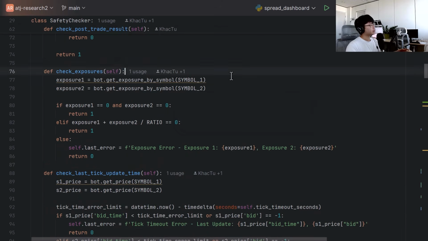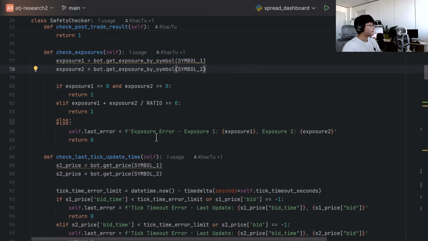Another thing we're checking is the exposure. So here in this case, when we're trading statistical arbitrage, when we go 10 stocks long on Goldman Sachs, we want to make sure that we are short 50 stocks on Morgan Stanley. And here, this is just a very simple code logic to make sure that the ratios are always the same. And if not, it will return an error.